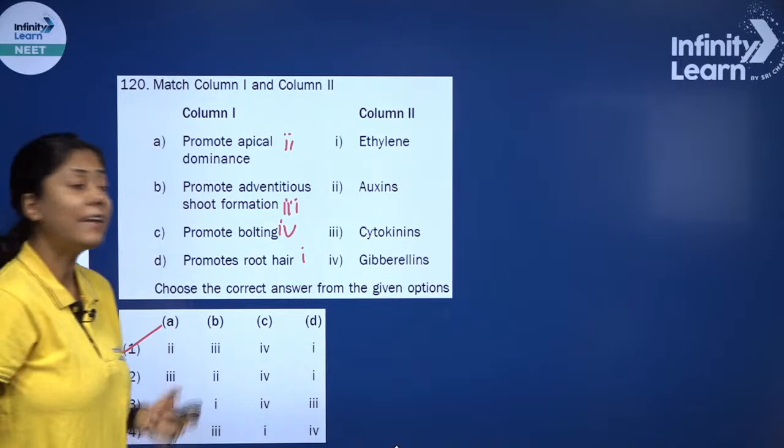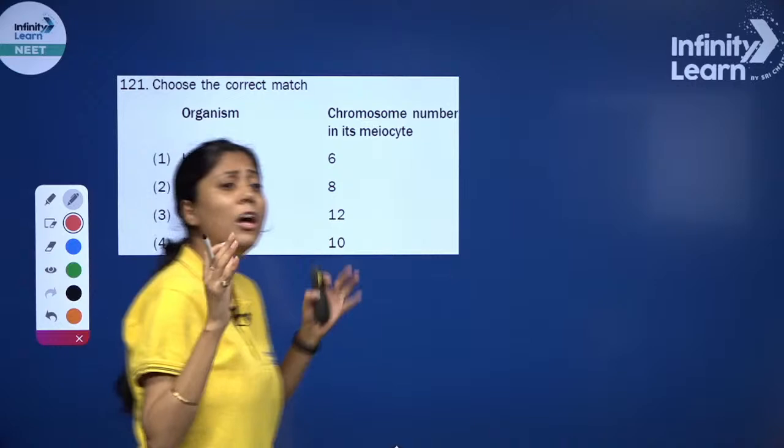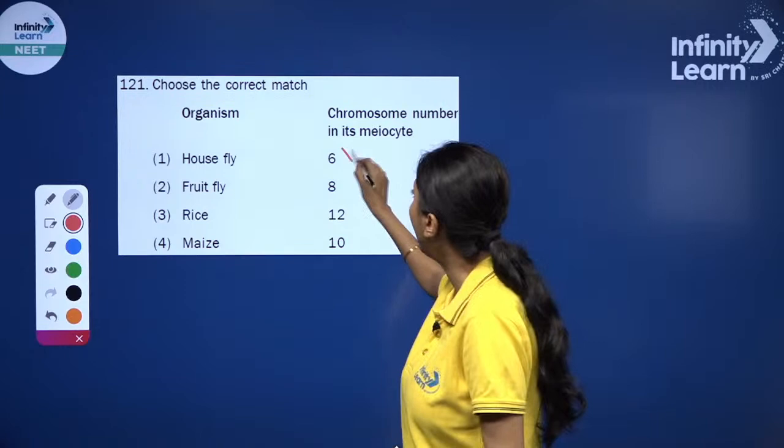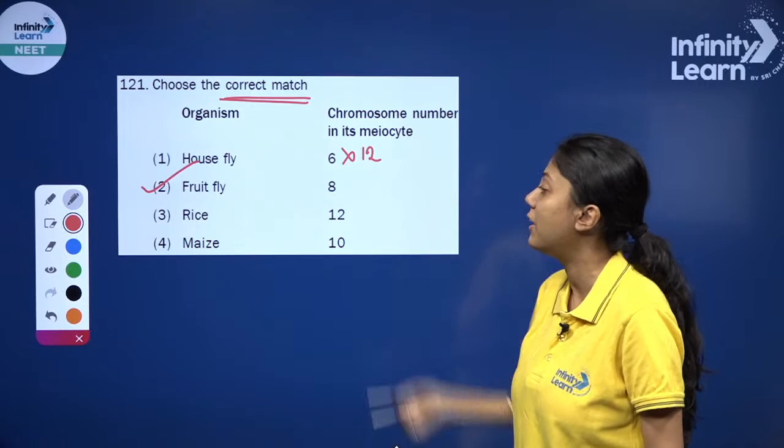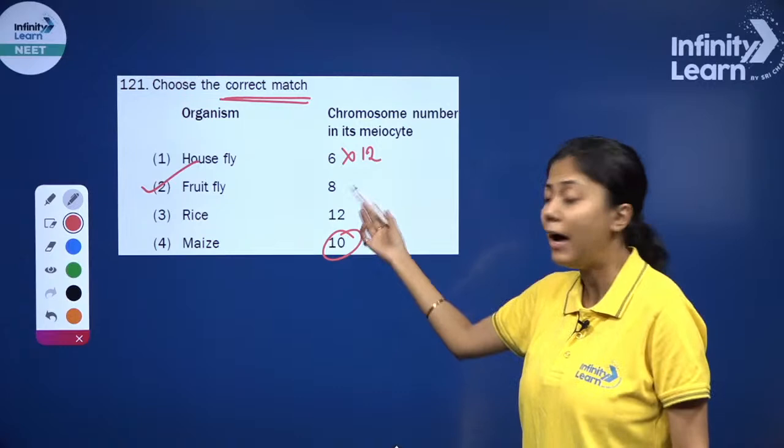Next. This is a simple question, but you have to remember the data. Housefly? No, it does not have 6. It has 12. Fruit fly? Yes, they are asking for the correct match. So fruit fly indeed has 8 chromosomes in its meiocyte. You know that rice has 24, maize has 20. So again, only this one is the correct answer. That means this is the correct match.